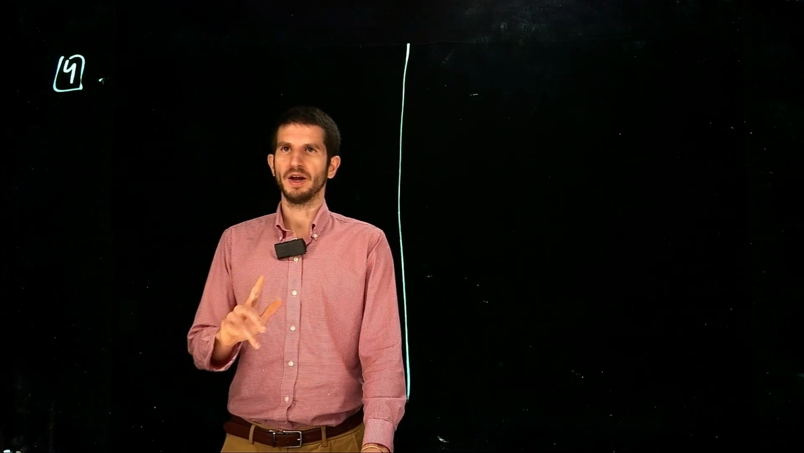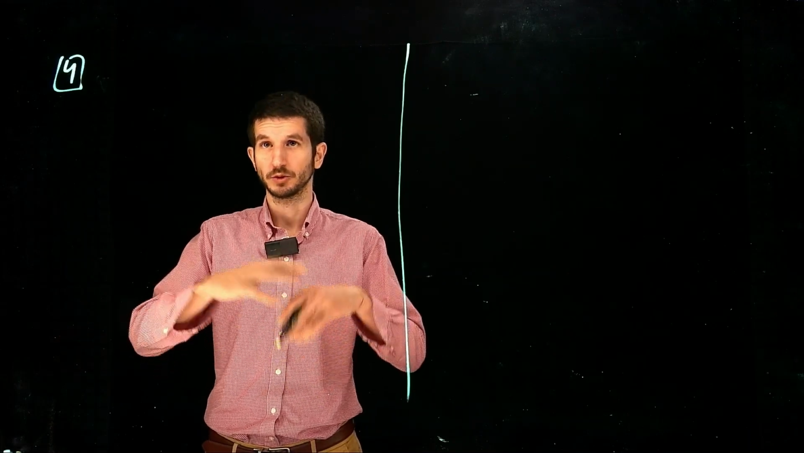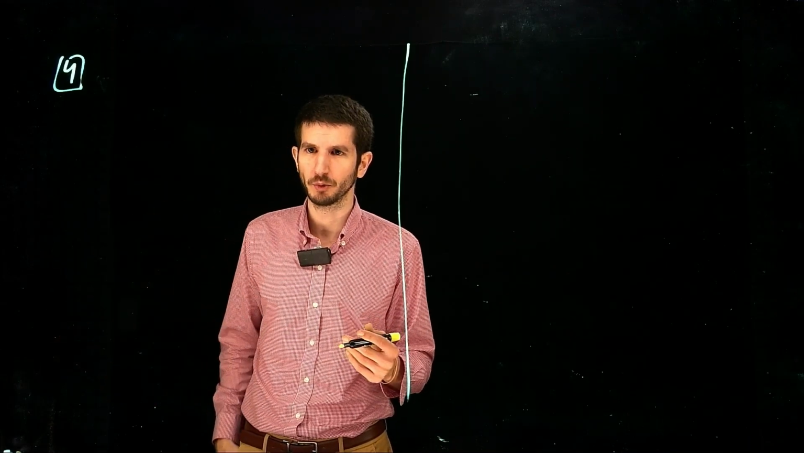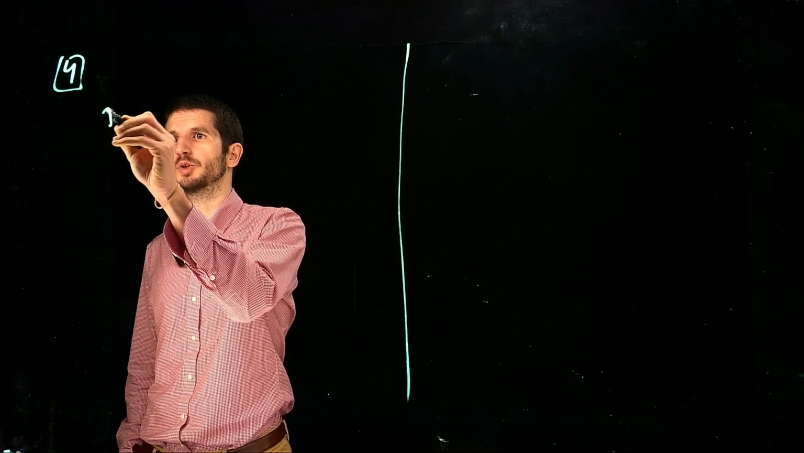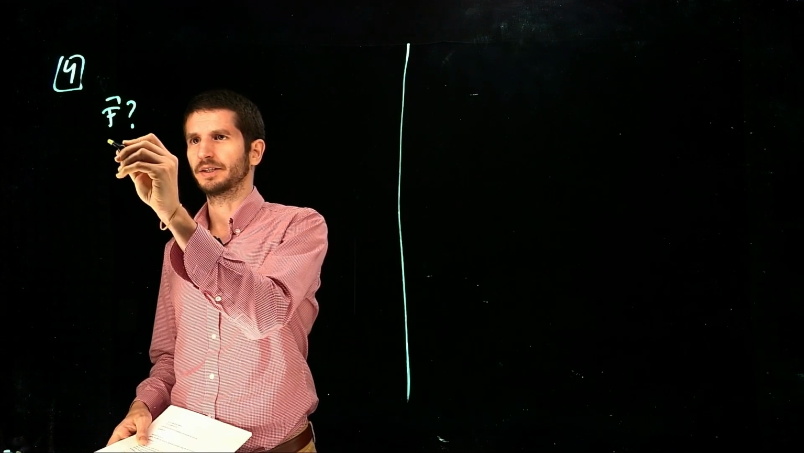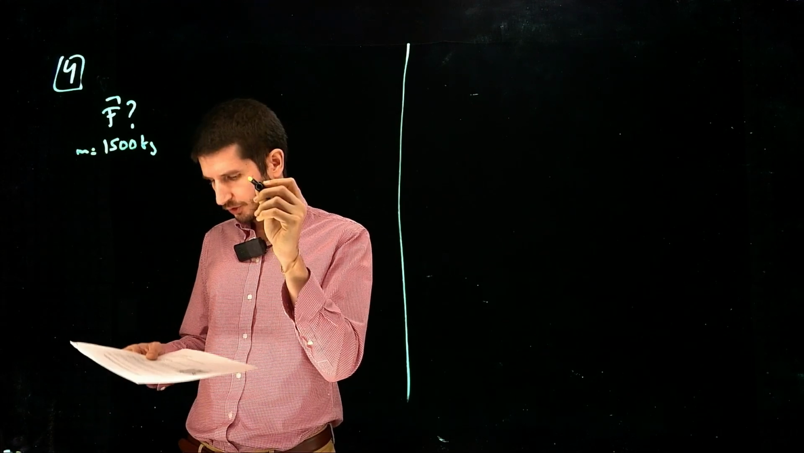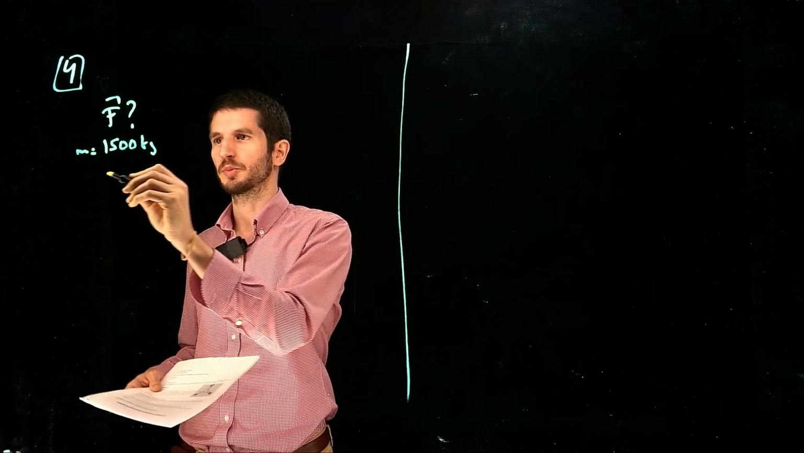So problems 4, 5, and 6 in discussions are actually a nice illustration of how we combine dynamics and kinematics to build the entire description of the motion. In chapter 4, it's asking us how much force we need to apply on a car that weighs 1,500 kilograms to make it go from 100 kilometers per hour.